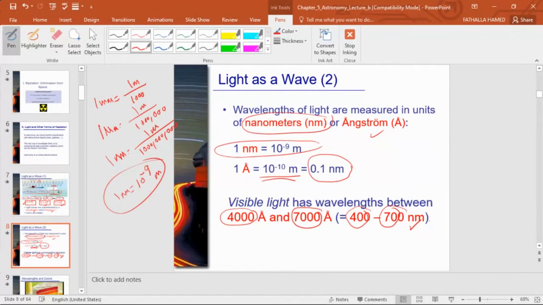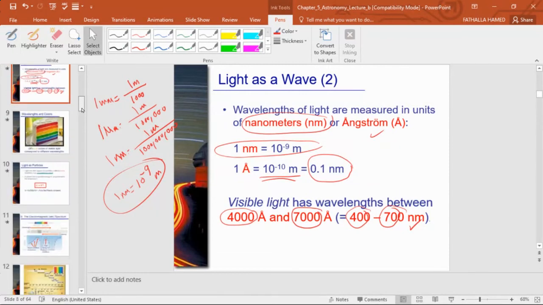So the waves are very small. Just to give you an idea, the coronavirus, I think it's below 100 nanometers. And we cannot see that with our eyes, or with optical microscopes. We need electron microscopes to see that.